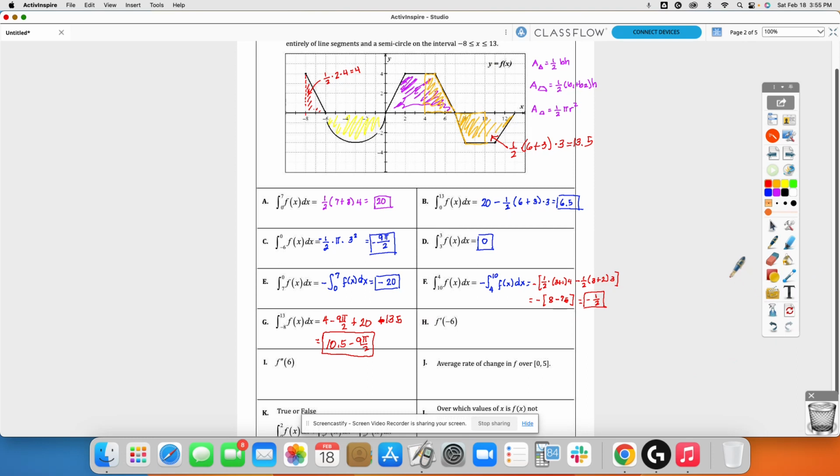Now, the next problem is no longer an area, but we want to find f prime of negative 6. So remember this is the graph of f. So at negative 6, you have a cusp, okay? So at negative 6, you have a cusp, which means that, so let's write it down. Cusp at x equals negative 6. So f prime at negative 6 is undefined.